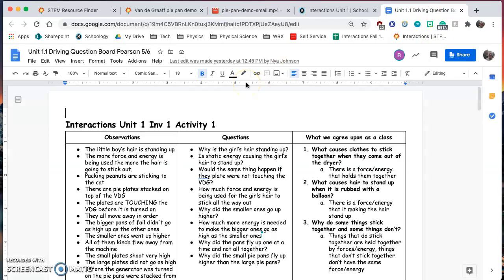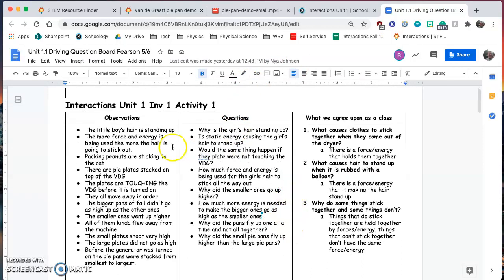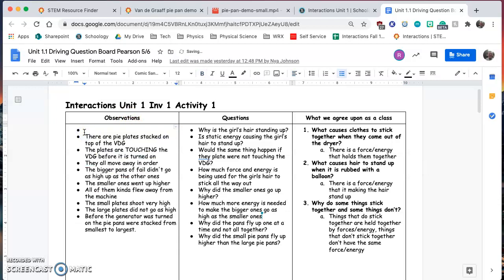If we look past this, if we look back at this for a second, we have 3 categories. All right, and again, this is a little bit more filled out because we talked about it yesterday during our live session. But we have observations, we have questions, and we have what we agree upon as a class. Observations, we talked about this last week. This is all about us using our 5 senses to collect information about what is going on around us, okay? And I want to think about what's happening before, what's happening after.